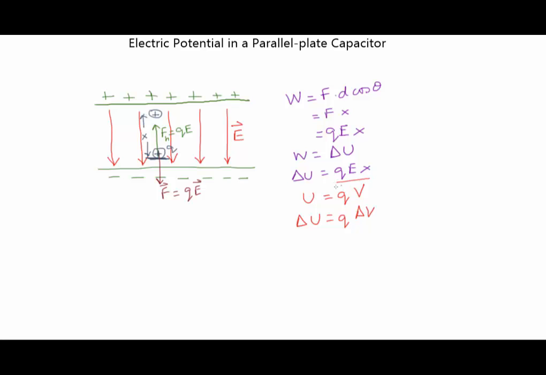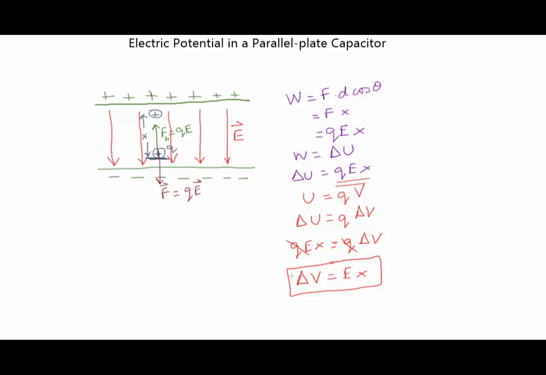So by plugging in this value for delta U, I would get Q times E times X equals Q times delta V. If I divide both sides by Q, the Q's will cancel. And so this will give me an equation that says delta V equals E times X. This is an important relationship for a parallel plate capacitor.